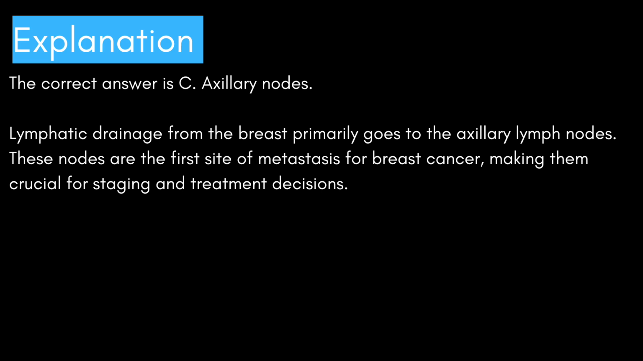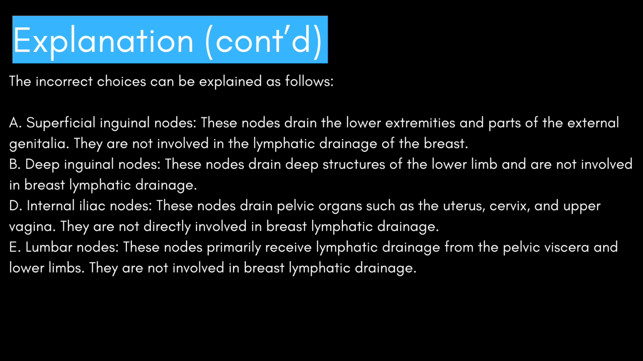All right, let's go ahead and see why the other answer choices are incorrect. The incorrect choices can be explained as follows. A, superficial inguinal nodes. These nodes drain the lower extremities and parts of the external genitalia. They are not involved in the lymphatic drainage of the breast. B, deep inguinal nodes. These nodes drain deep structures of the lower limb and are not involved in breast lymphatic drainage. D, internal iliac nodes.